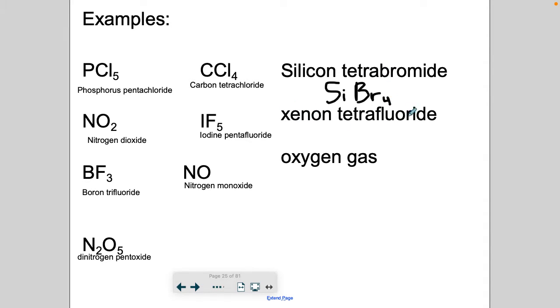Okay, xenon tetrafluoride. Xenon, I just have 1. Symbol of that is Xe. It's a noble gas. Tetrafluoride. Fluoride is fluorine. Tetra means 4 of them.